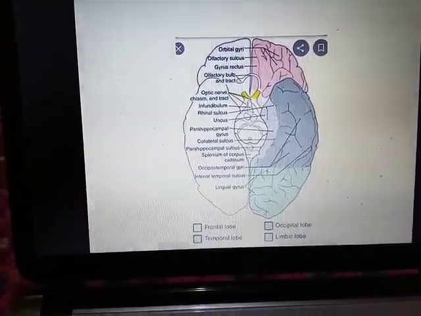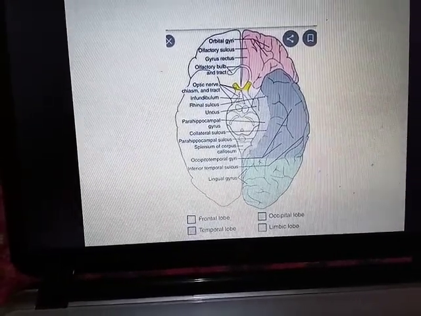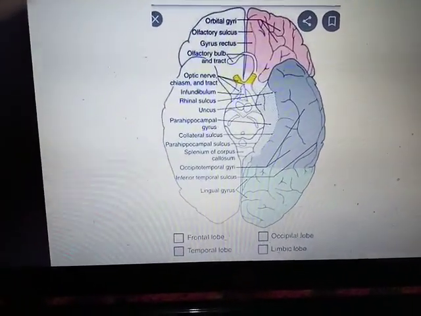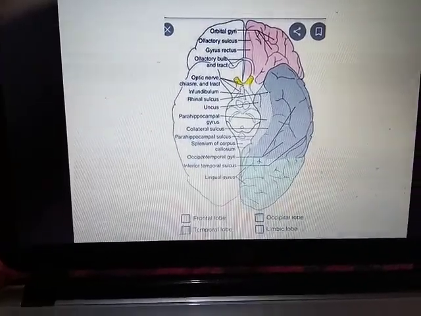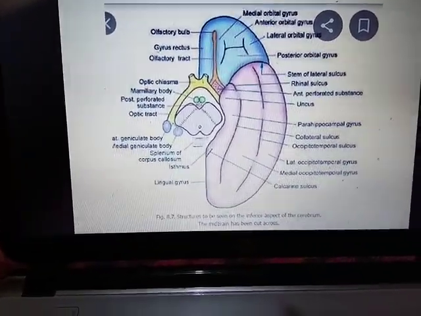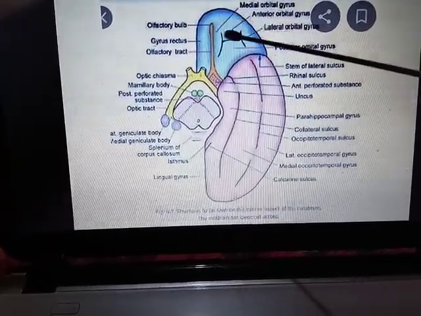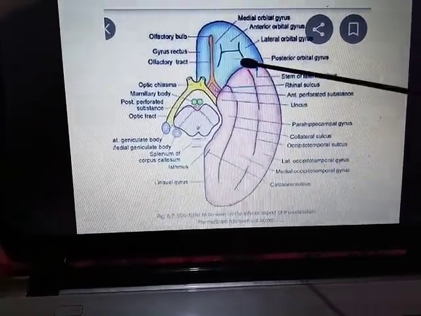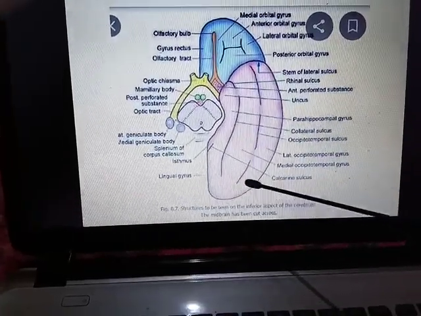We have talked about the medial surface. Then there is the inferior surface of the cerebrum, as you can see in the picture. On the inferior surface, the area is divided anteriorly into the orbital part and posteriorly into the tentorial part.